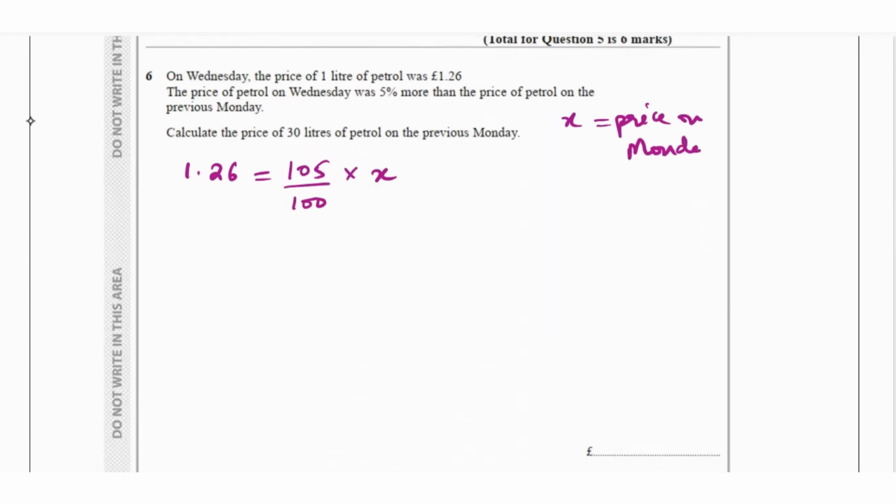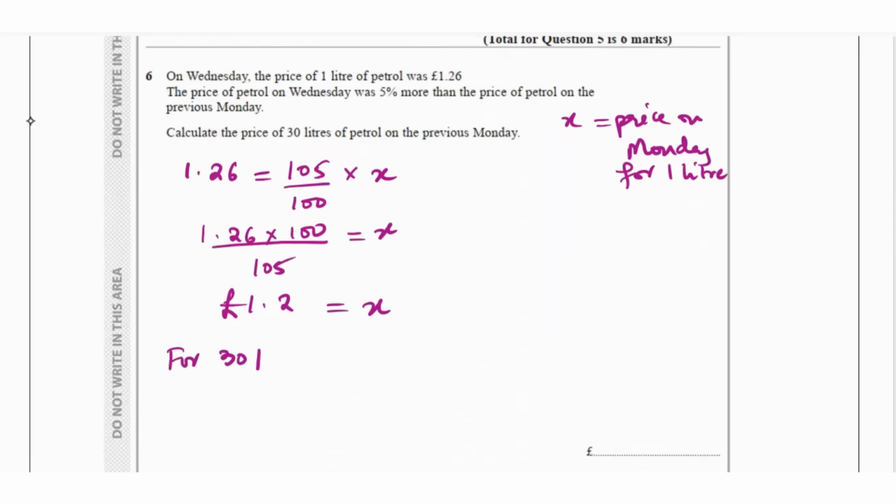But that's just for 1 liter. So 1.26 times 100 divided by 105. That's going to give us 1.2 pounds. So 1.2 pounds is the price of 1 liter on Monday. For 30 liters, it's going to be 1.2 times 30, which equals 36 pounds. That is your answer.